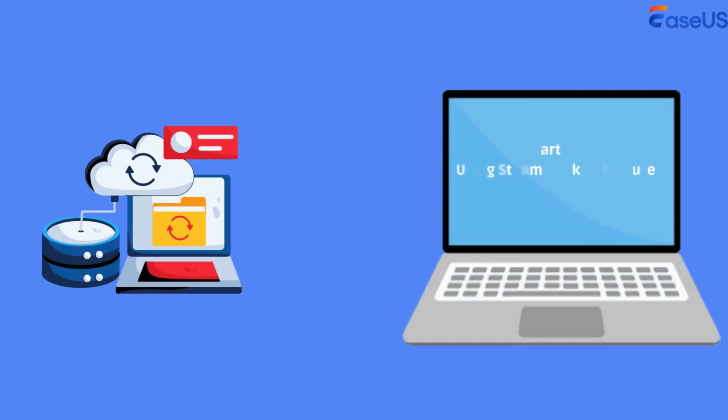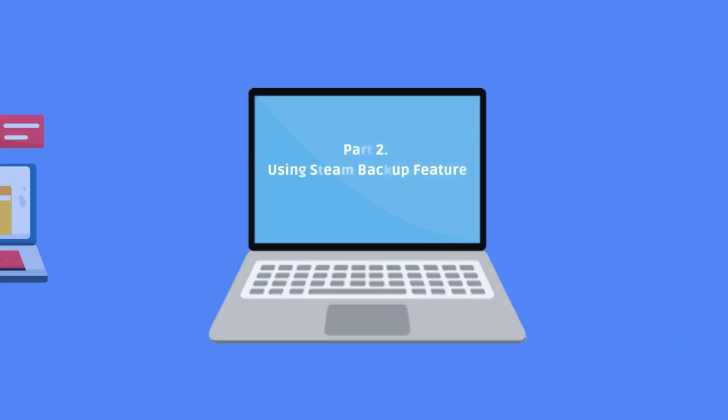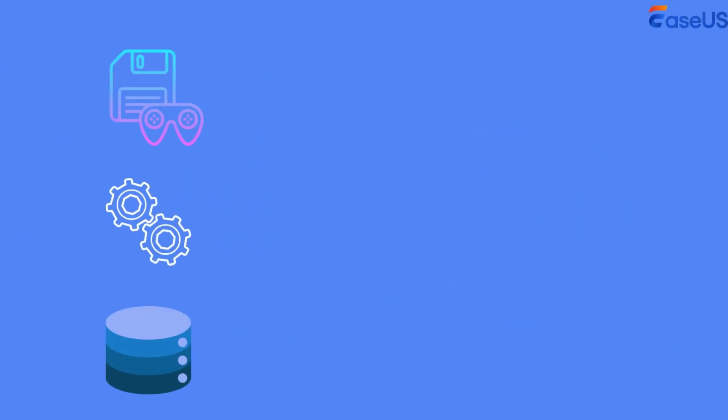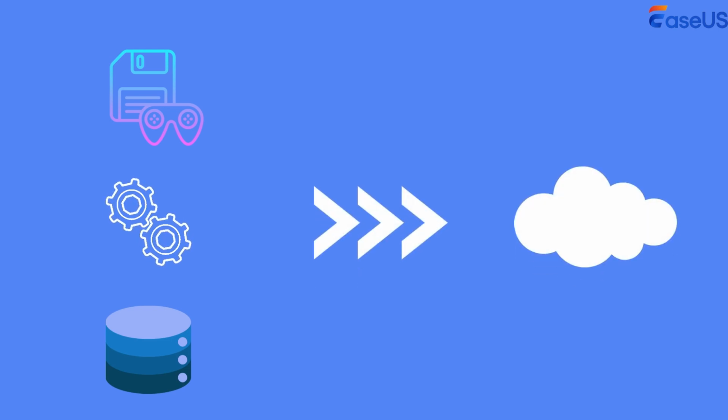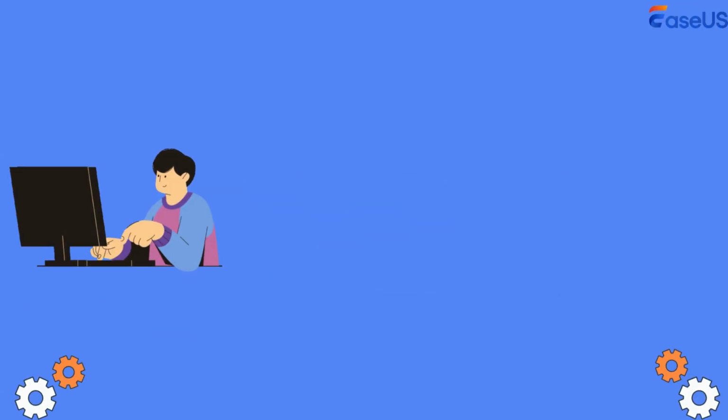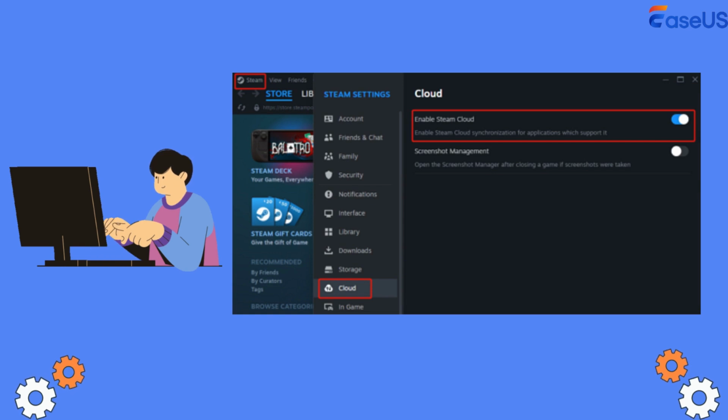Part 2. Using Steam Backup feature. If you play games on Steam, you can backup game saves, settings, and related data to respective cloud services. To use the cloud feature, you need to first go to Settings, Cloud to ensure the Steam Cloud is enabled.